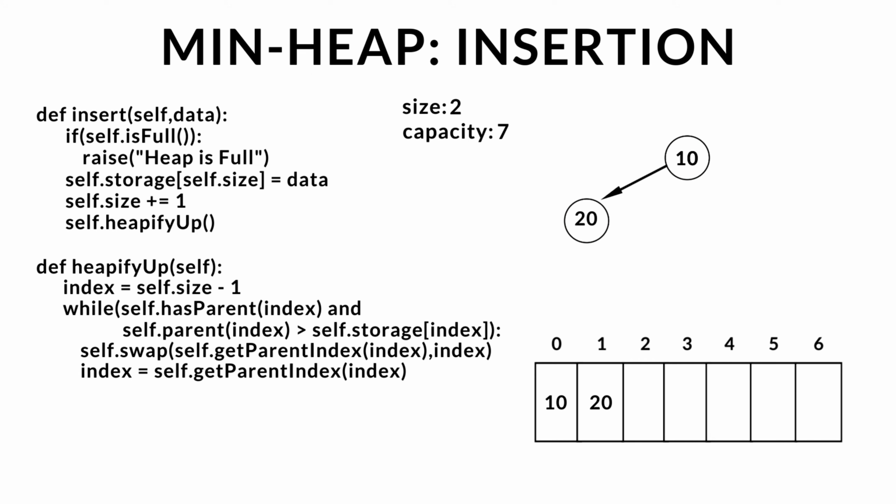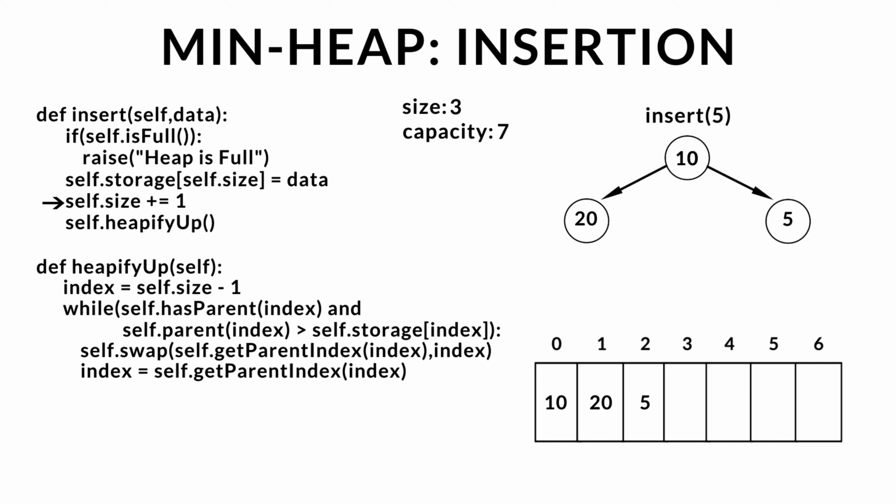Executing our insert method once again, this time passing in 5 as an argument. First, we check to see if the heap is full. It's not, so we go ahead and save 5 within the last position within our heap. We then go ahead and increment the size, since we successfully added to the heap.